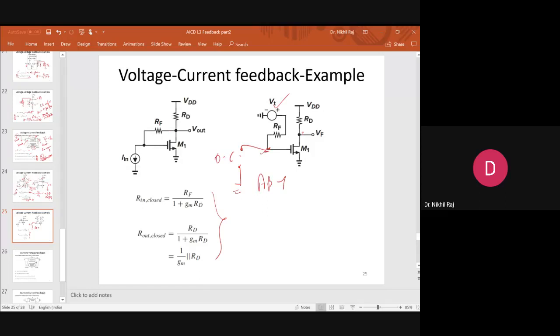So VF by VT is just your common source amplifier. So common source amplifier means here R0 is neglected. So what is the gain here? Gain of a common source is your gm1 into RD, and this is nothing but the VF by VT ratio. That is your gm into RD. Okay, gm into RD we have calculated.